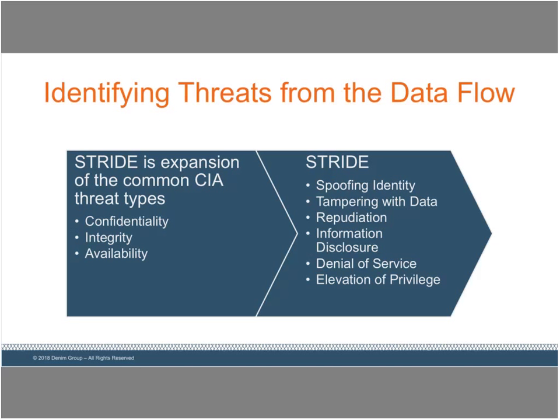But STRIDE expands out CIA to look at spoofing identity, tampering with data, repudiation, so the ability of one trading partner to claim to not have participated in a transaction, also information disclosure, denial of service, and elevation of privilege. So very similar to confidentiality, integrity, and availability, but expands that to provide a little bit more granularity.